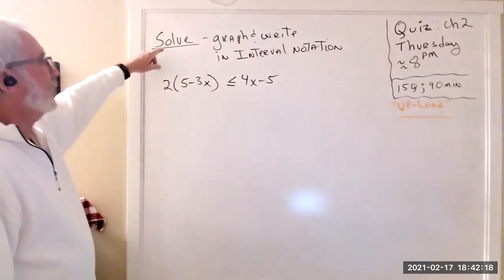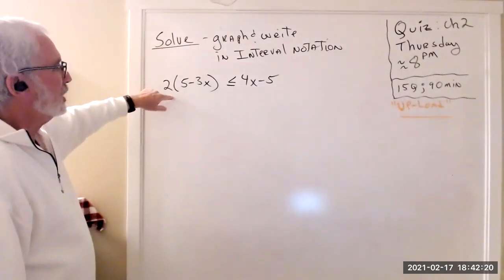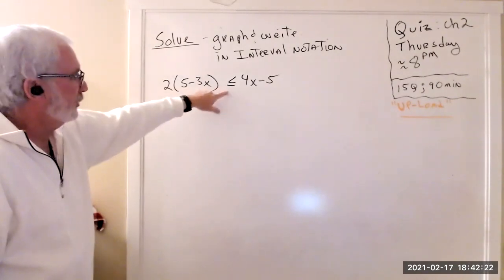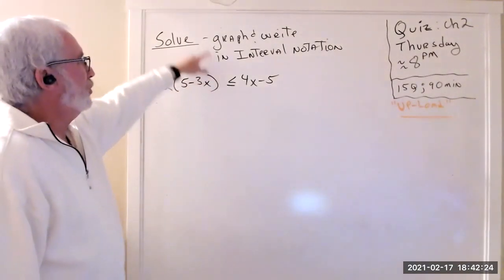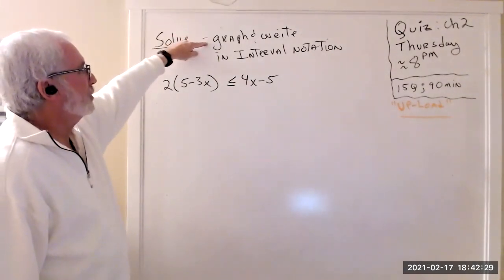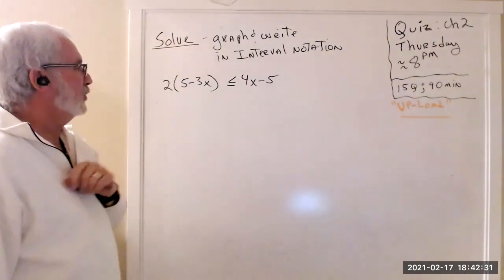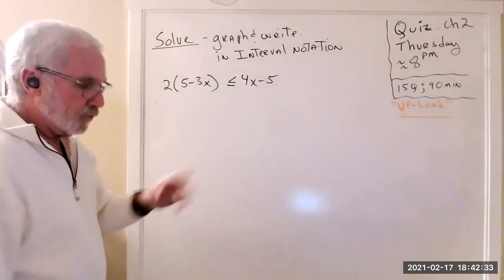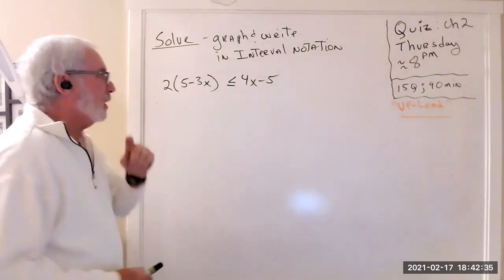We're working on this problem where here's an inequality because it's got a less than in it. And I ask you to solve it, but then graph its solution on a number line and write that answer in interval notation. So I'm going to go through this.